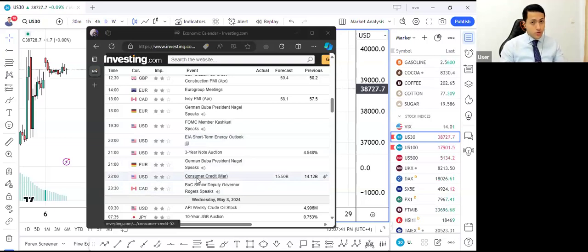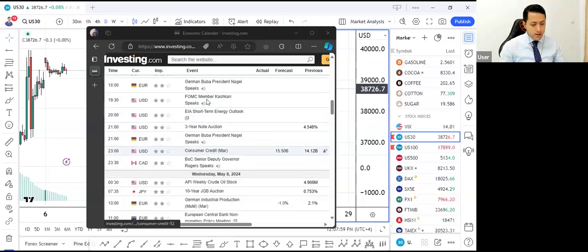on the consumer credits. Why? Because basically when credits are high in the US economy, this means that people are still willing to buy and to consume things. And this means that basically inflation will not be so easy to go down.